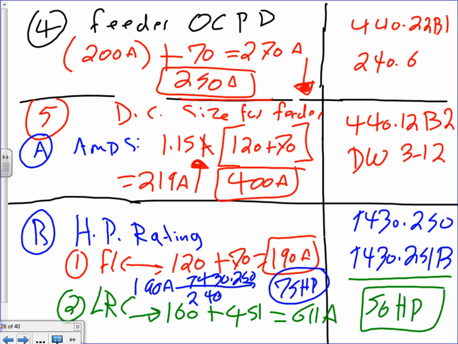Now the last step that you have to decide is I got 50 and 75. Which one is going to dominate? The 75. So when you buy your disconnect, you're going to call the supplier and say, I need a 400 amp disconnect rated at 75 horsepower and the voltage is 240. See how easy that is? We haven't done this one before. We add the two amps together and we size them. Why do we add the two amps together, guys? Because we're sizing the disconnect for a feeder.